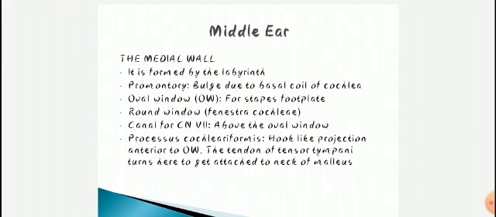Now let us know about the medial wall of the middle ear. It is formed by the labyrinth. The promontory is the bulge due to the basal turn of the cochlea. The oval window is where the stapes footplate sits. The round window is the other end of the inner ear. You can see the bony canal of the 7th or facial nerve lying above the oval window, and the processus cochleariformis, which is a hook-like projection anterior to the oval window.